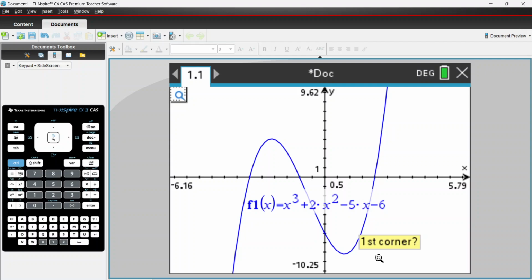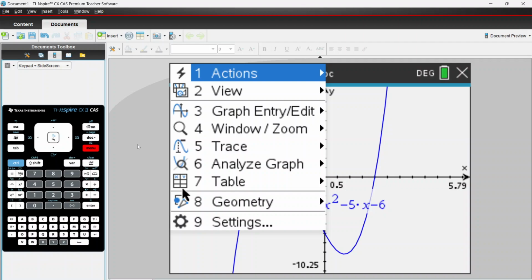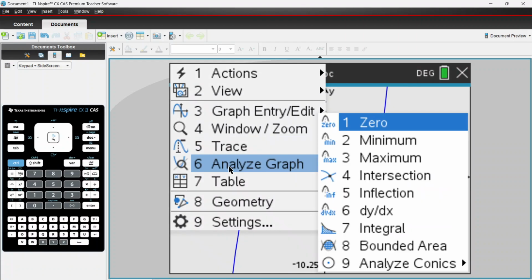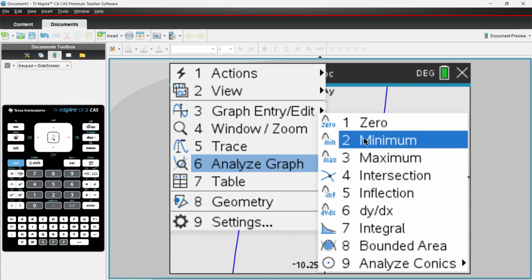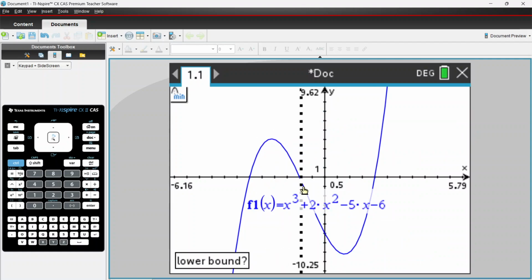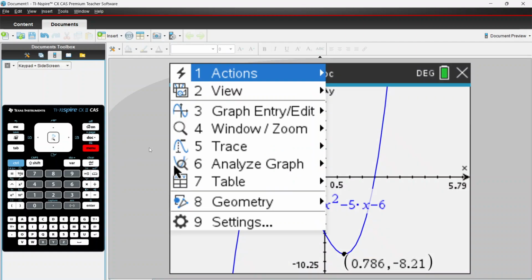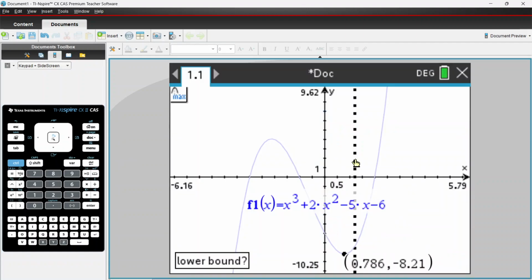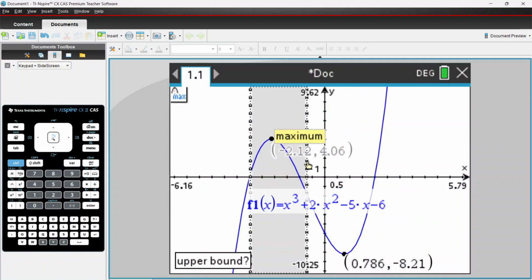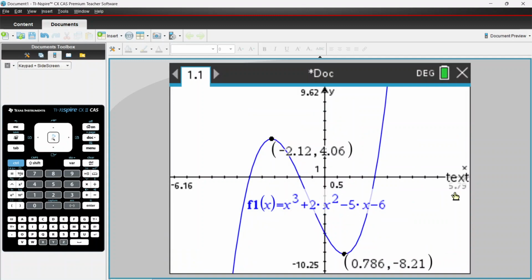So how do we check the turning points? Let's press menu, analyze graph. Now depending on whether it's a minimum or a maximum, you want to use one of these two. So here we have a minimum, and for a maximum we just click on the left, click on the right, same thing as we did before. So now we know what the decimal values are.